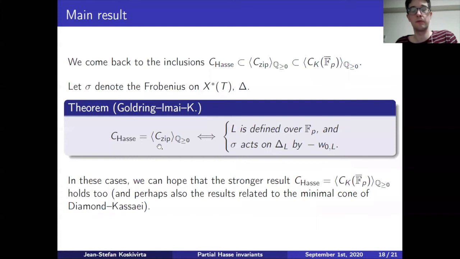And so in these cases, we can hope that the stronger result, that actually all these three cones are equal, also holds. And then perhaps also the other results mentioned by Pilloni in his talk regarding the minimal cone may also generalize in this setting.